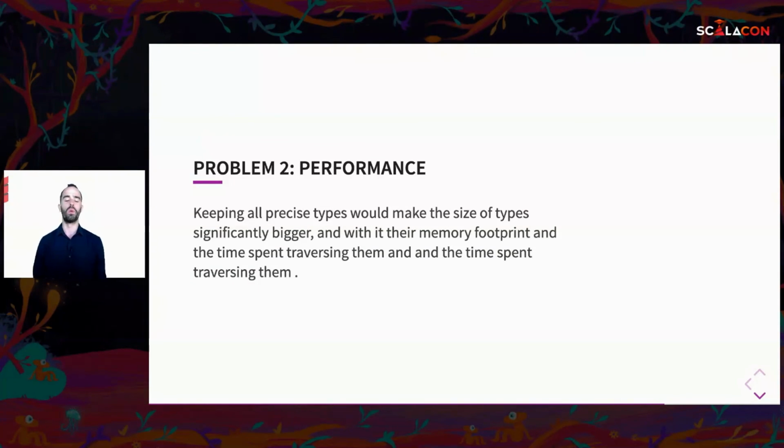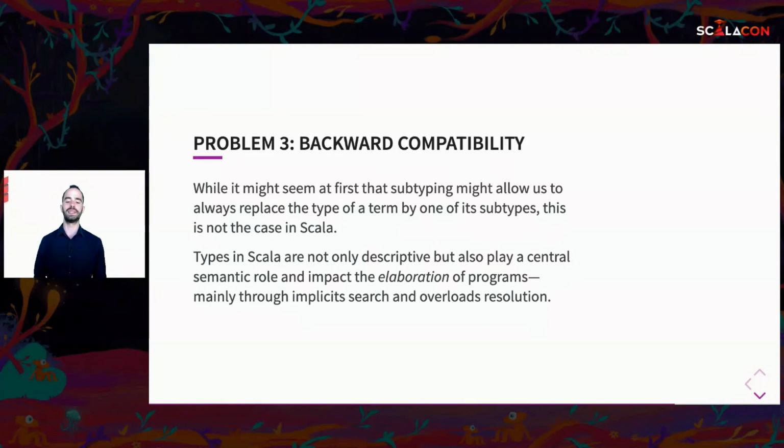Performance is always an argument to say, well, we will have bigger types if we have more precise types, so maybe it's not a good idea. And the third thing is that it can actually break backward compatibility. In Scala, you cannot always replace the type of a term with a subtype of this type. It can break something like implicit search, for example.